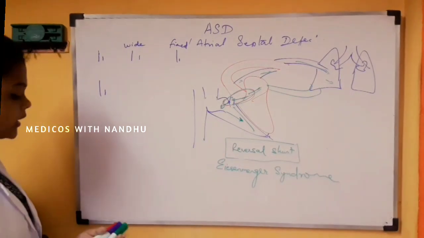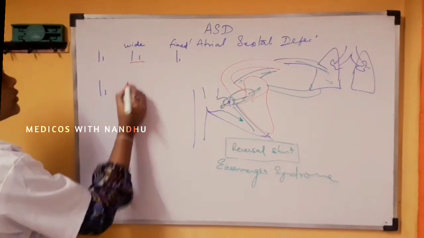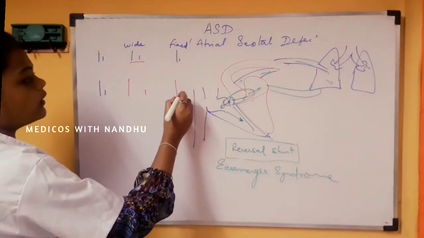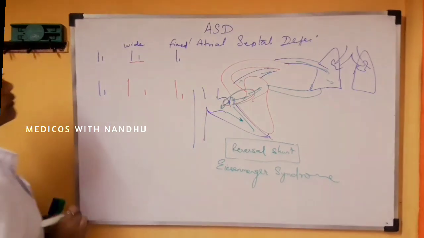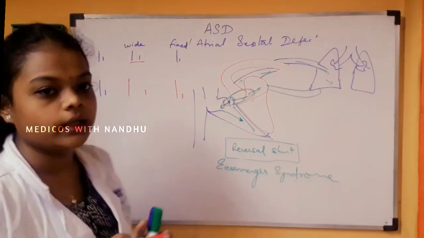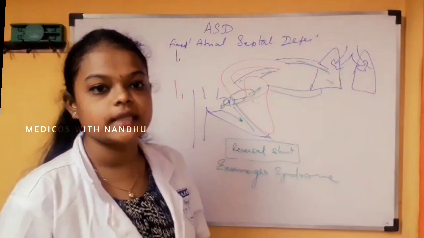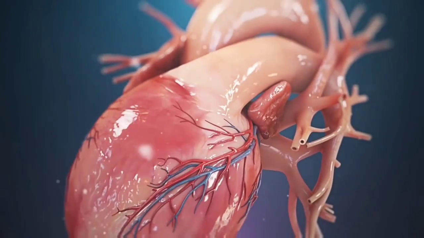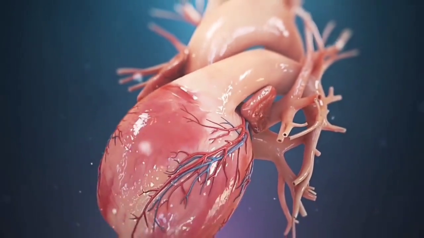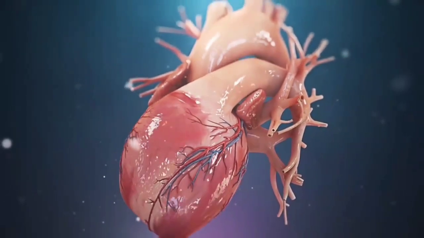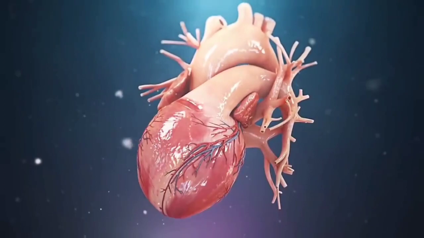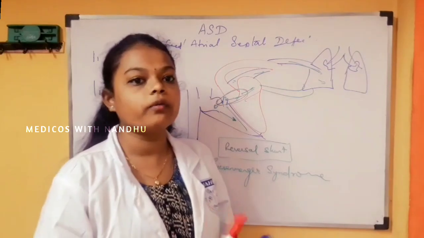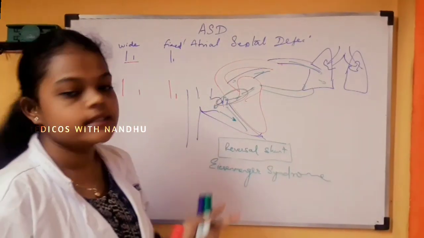So splitting will occur. Splitting means this leads to here and this leads to somewhat later. This is what splitting is: wide and fixed splitting during the second heart sound. Then the systemic flow will be over the pulmonary valve. These are normally the symptoms.